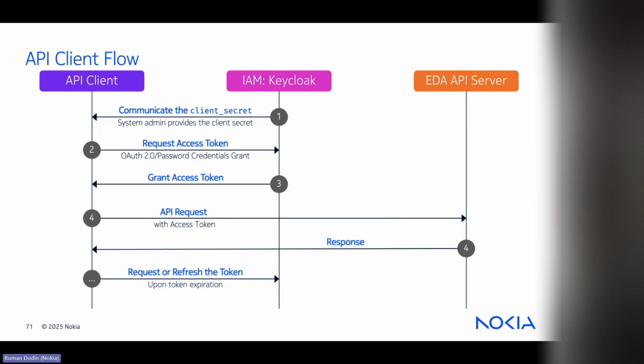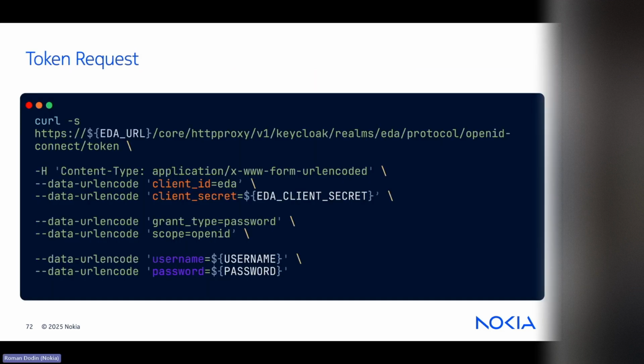You want them to continue doing your automation. If you have like a state system that constantly does API calls, then you will refresh a token or you will request a new one. It depends on how you want to get it done. This is the token request.